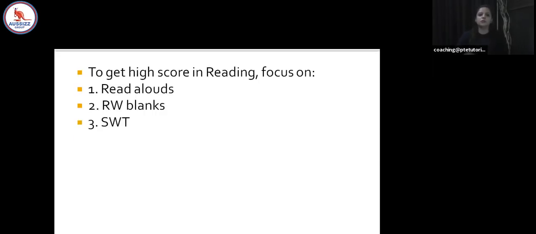So to get high score in reading, focus on 3 main tasks. One is read aloud, then reading writing blanks, and last one is summarize written text. If someone wants to score 65 plus in each, definitely he or she should focus on these 3 tasks basically.